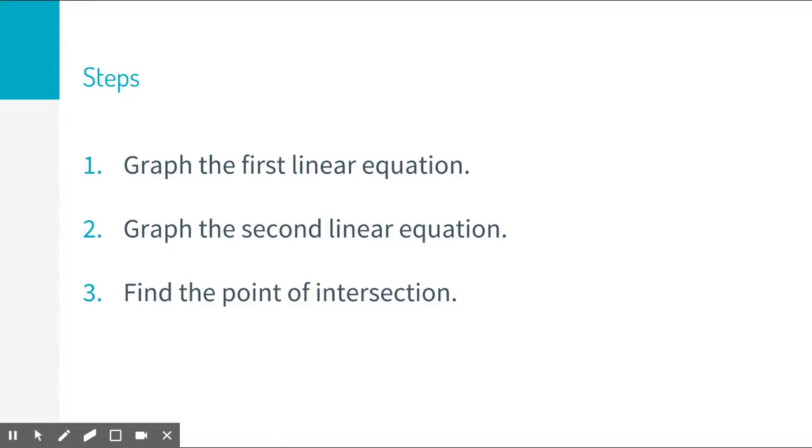Now our steps are very simple. First, graph the first linear equation. Second, graph the second linear equation. And then you're going to find a point of intersection. So where does it cross paths? Where do those two lines intersect?